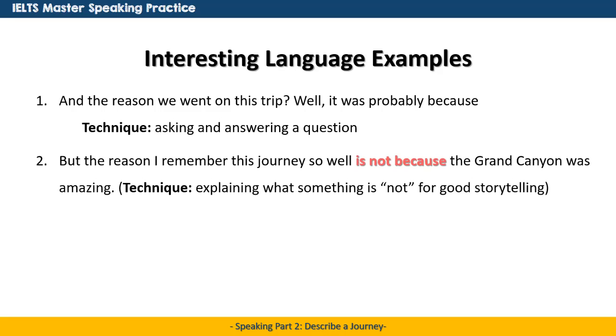Next, "but the reason I remember this journey so well is not because the Grand Canyon was amazing." So I talked about the Grand Canyon, the Grand Canyon, the Grand Canyon in the beginning, and then I said, the reason I remember this journey is not because of the Grand Canyon. Ooh, this is also quite a nice technique. Now, this is for storytelling. You don't have to do this in your IELTS speaking, but if the examiner hears you giving examples of what something is not, and then after that you follow up with why you remember it so well, I think they'll be a little bit impressed. Or a little bit more than impressed.